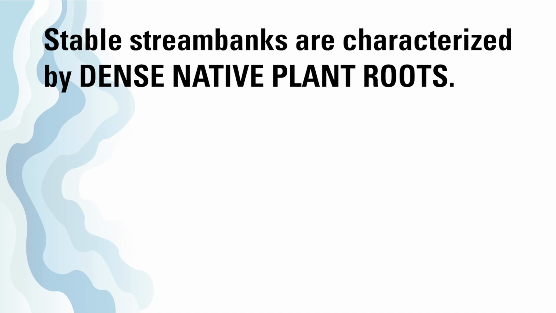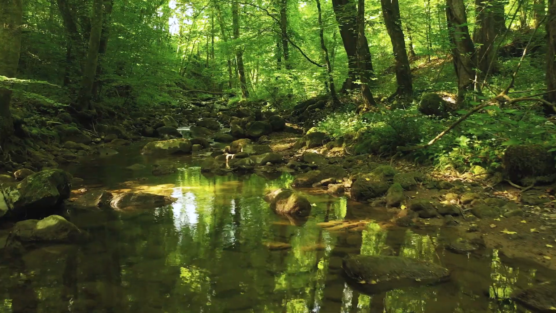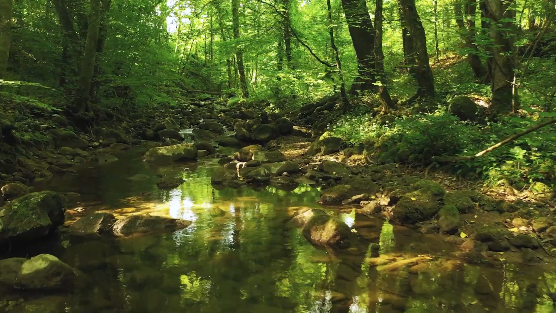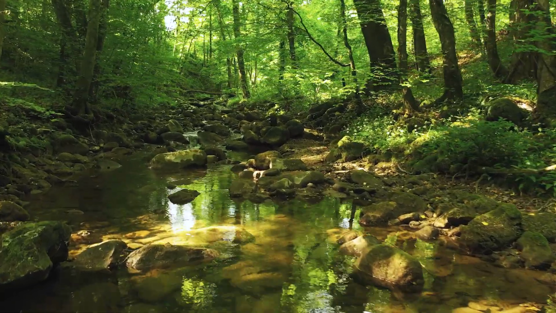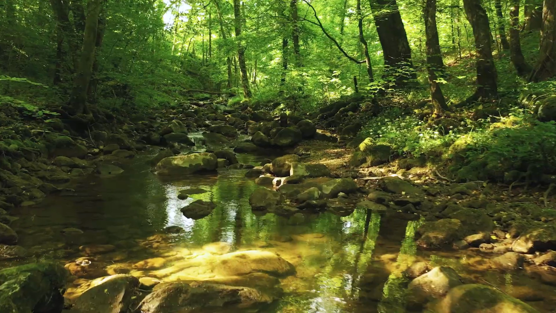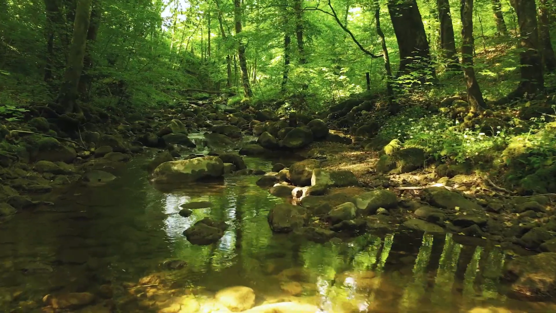Stable stream banks are characterized by dense native plant roots. Woody native plants are more likely to have deep, stabilizing root systems that are going to provide structure and help hold the sediment in place along the stream bank. Many invasive plants, on the other hand, often thrive in disturbed areas but have shallow root systems that do not help to stabilize the soil.